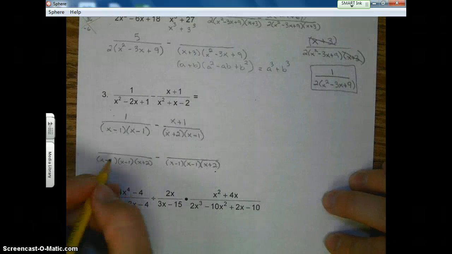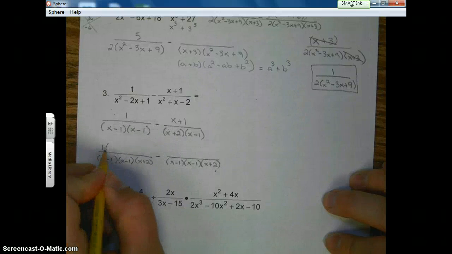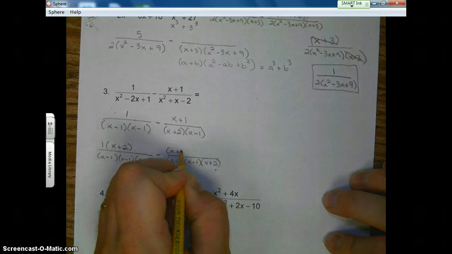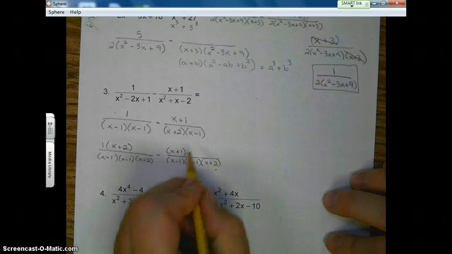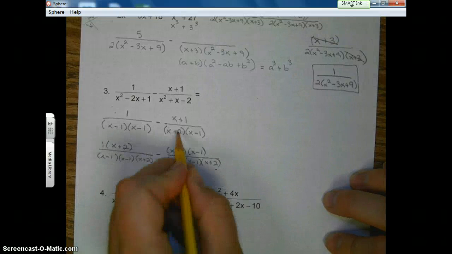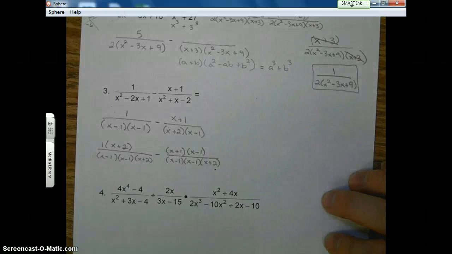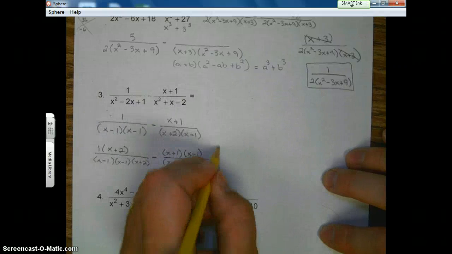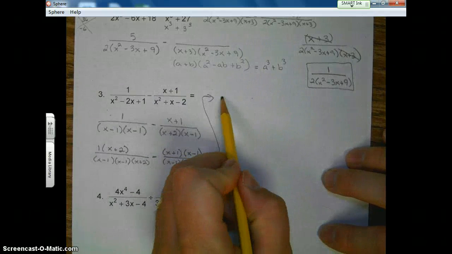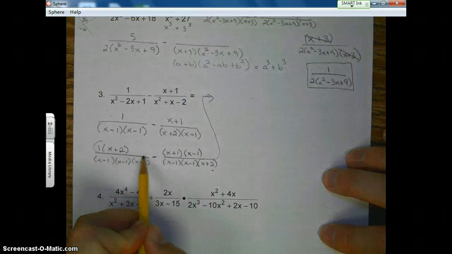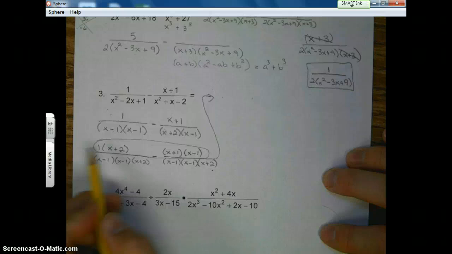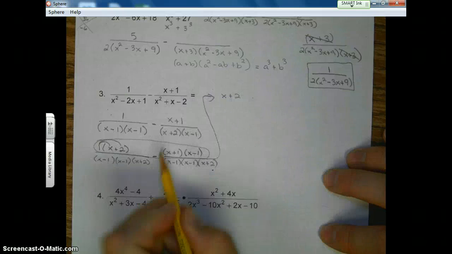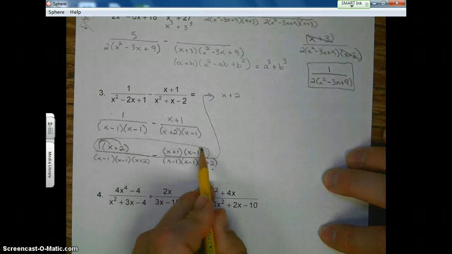Okay? So, this side, we have 1 times, we needed the x plus 2. Okay, on this side we have x plus 1. Now we have an x minus 1, but we need another one. And we have an x plus 2. Alright, let's go ahead and move back up here now, and let's do some simplifying here on the top. So 1 times x, 1 times 2, we have x plus 2. We're subtracting a group. This is going to end up being a group.